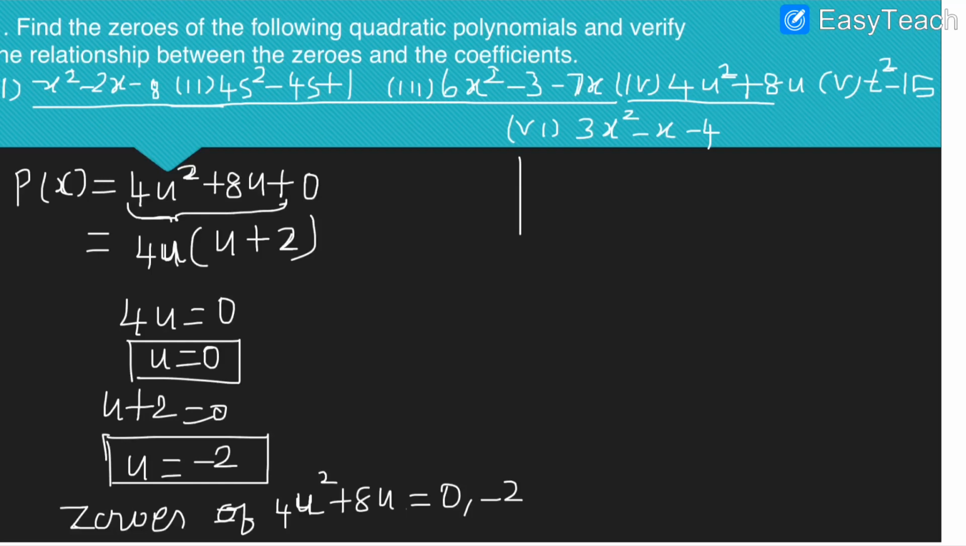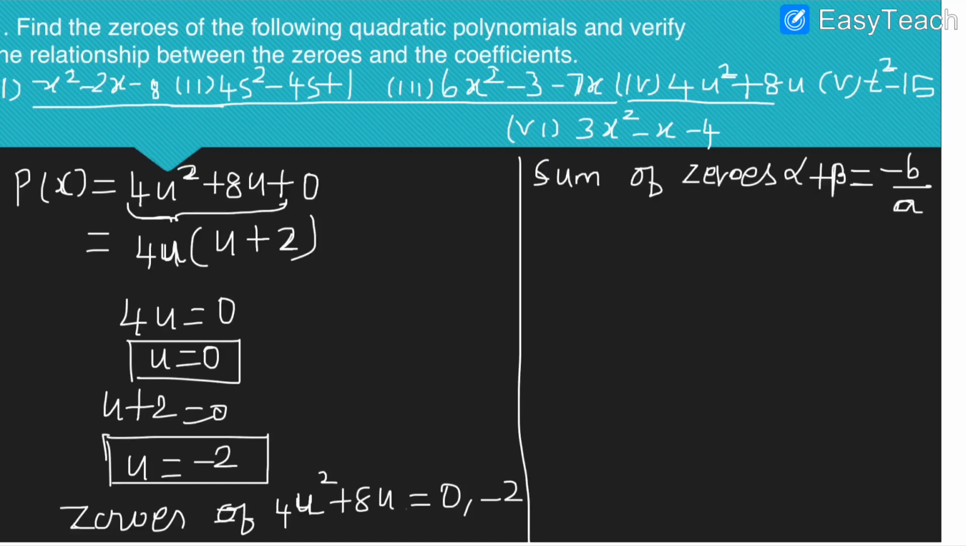Then let's verify the relationship. Sum of zeros equals minus b by a. Here we have 0 plus minus 2, which equals minus b, and b is 8, so minus b is minus 8. So I write minus 8 over a, which is 4. So I got the same answer on both sides.